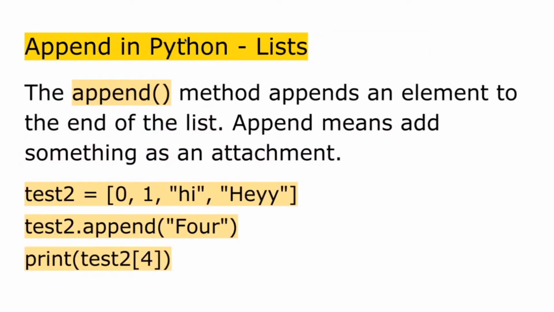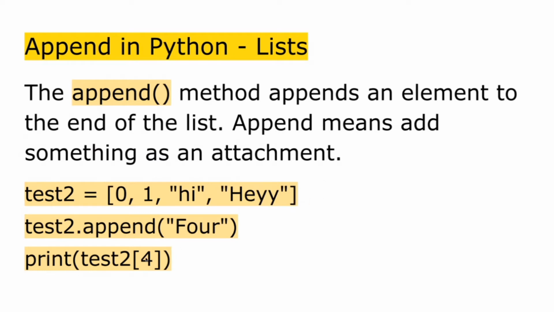Append in Python list. The append method appends an element to the end of the list. Append means adding something as an attachment. In this example, test2 is equal to 0, 1, hi, hey. Test2.append 4. What will that do? This will add the value 4 to the very end of the list, like shoving it in right here.